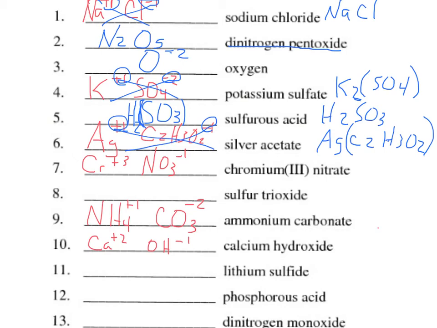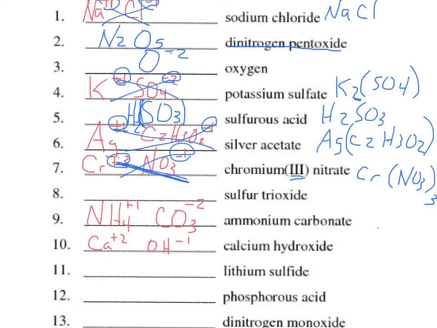Number 7, we have chromium 3 nitrate. Chromium has a 3 charge, and we see that from our problem. Nitrate from our chart is NO3 with a -1 charge. We're going to crisscross our charges. We would get Cr1. We're going to write parentheses NO3 close parentheses, and you saw that we brought that 3 over, so we'll put that 3 right there.